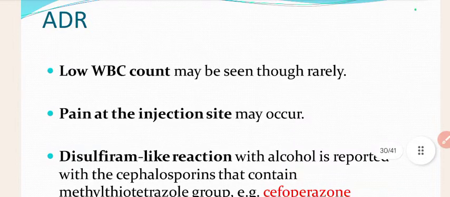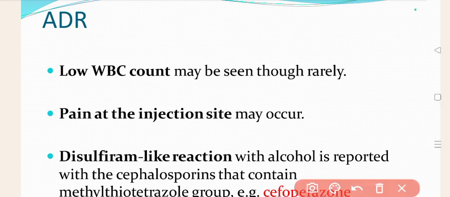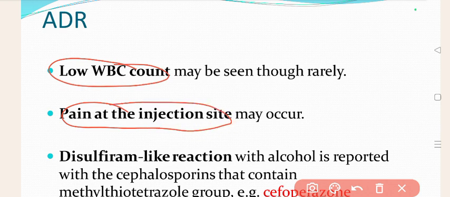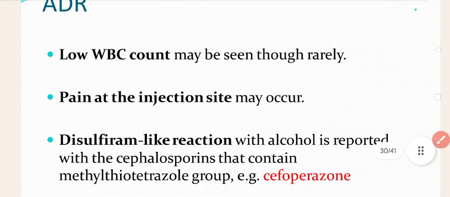Now there is a chance of low WBC count with the cephalosporins. Then there is a chance of pain at the injection site when it is given intramuscularly.